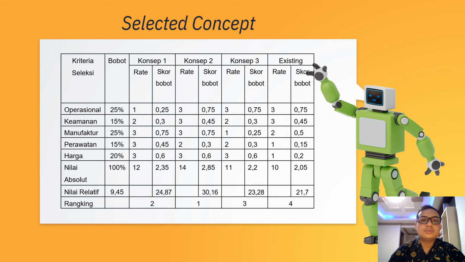After that, we can select the concept from the grid. We get the ranking: concept 1 gets ranking 1, concept 2 gets ranking 2, concept 3 gets ranking 3, and the existing product gets ranking 4.